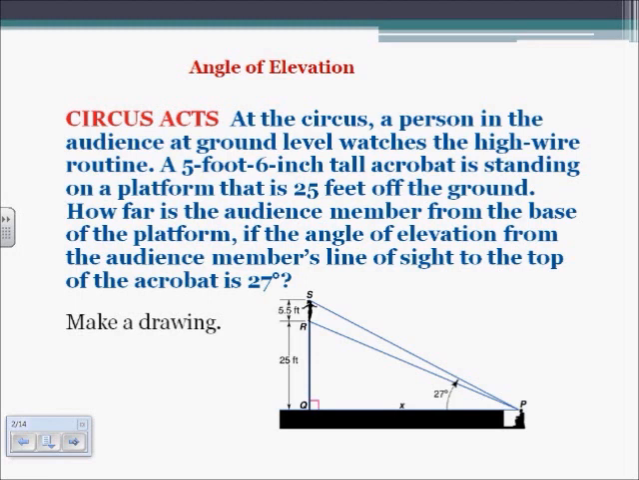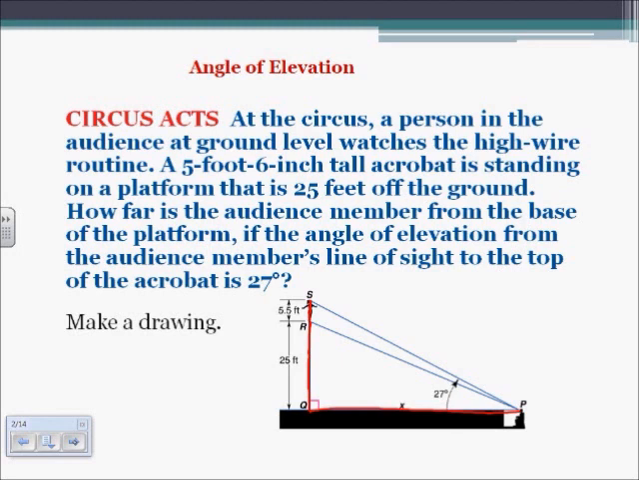So we notice that there is a 5.6-inch tall person, which is 5.5 feet, and that's listed here, and the triangle is SR. The platform that they are standing on is 25 feet tall, and that's listed as QR there. The audience member is a certain distance away from the platform. That's what we're going to try to solve, x.